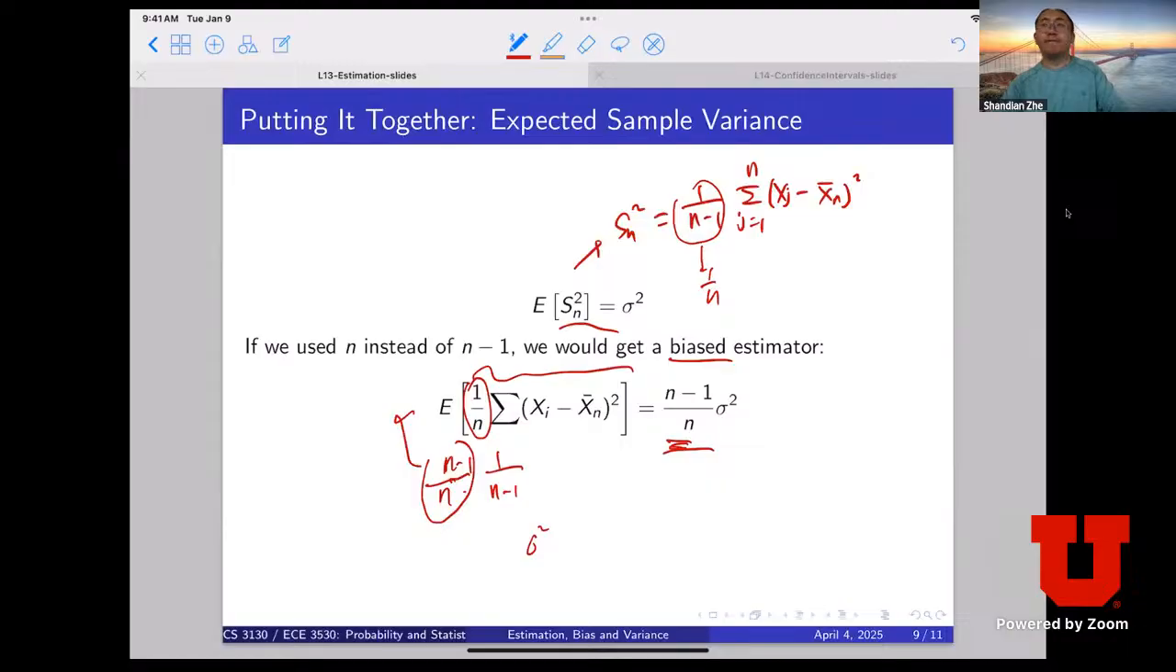Question? If you feel like you didn't catch up with this, it's fine. After class, take a look at the slides. You'll get to know what I meant. So you basically rewrite 1 over n as the product of these two factors, and then you move one factor outside of the expectation, and inside you have 1 over n minus 1. From the previous result, the expectation of 1 over n minus 1 times this summation is just sigma squared, and then you get the result.